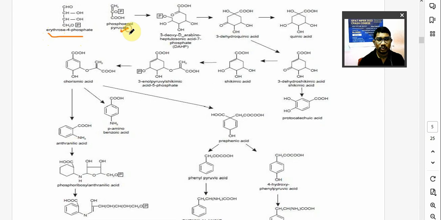only. This will be separately utilized for the production of secondary metabolites. From 3-dehydroquinic acid you are going to get 3-dehydroshikimic acid. From 3-dehydroshikimic acid, shikimic acid will be formed. Shikimic acid is phosphorylated, and 3-enoyl pyruvyl shikimic acid 5-phosphate is formed.